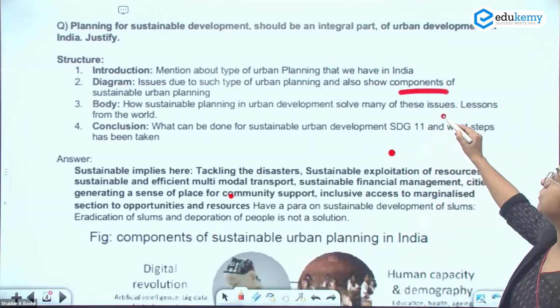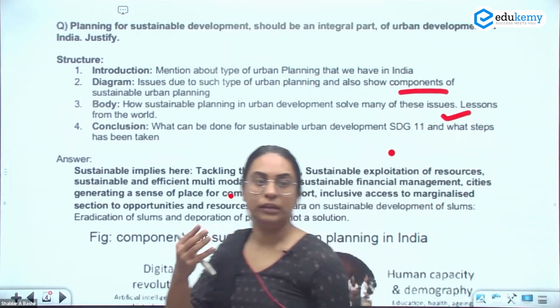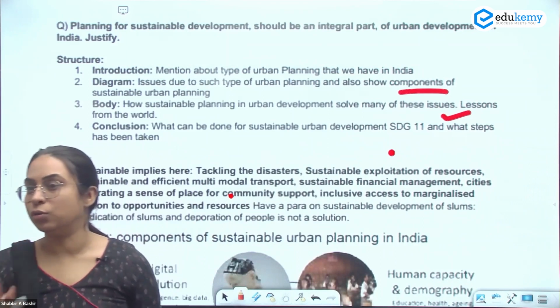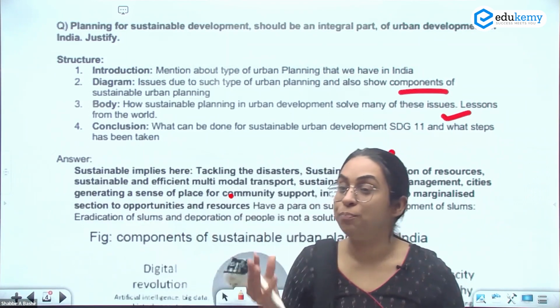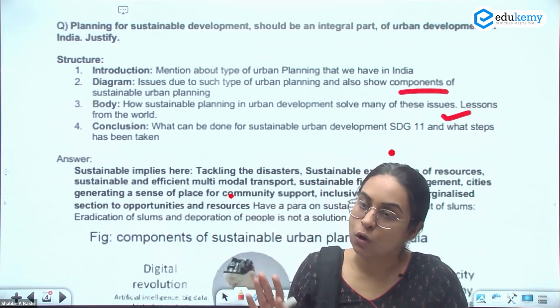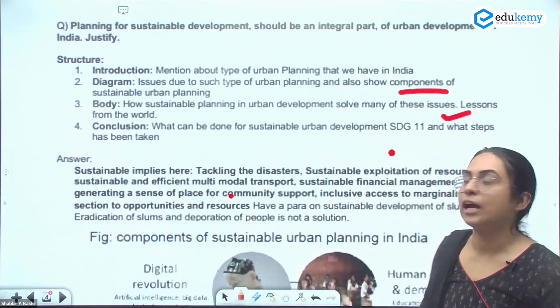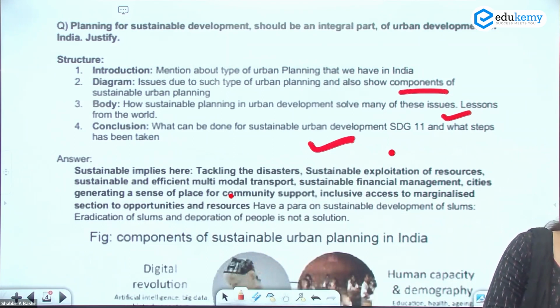And then how sustainable planning will actually solve many problems with respect to traffic congestion, pollution, social conflicts, pressure on the resources. How can sustainable development planning solve many of these issues, and what can be done? What steps have been taken by the world and in India for sustainable development planning?